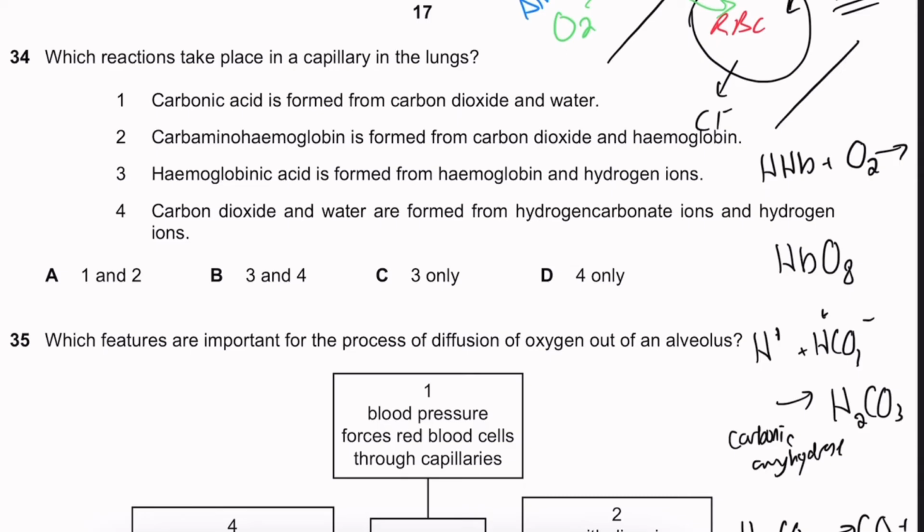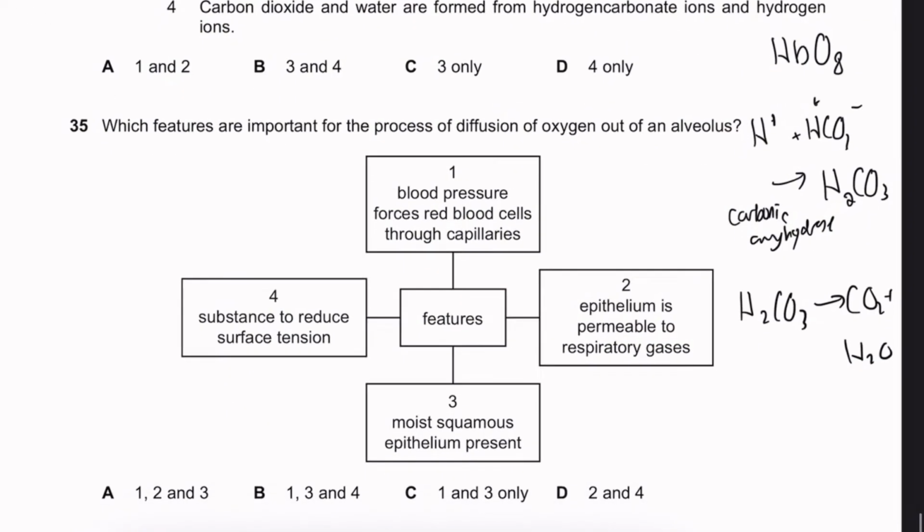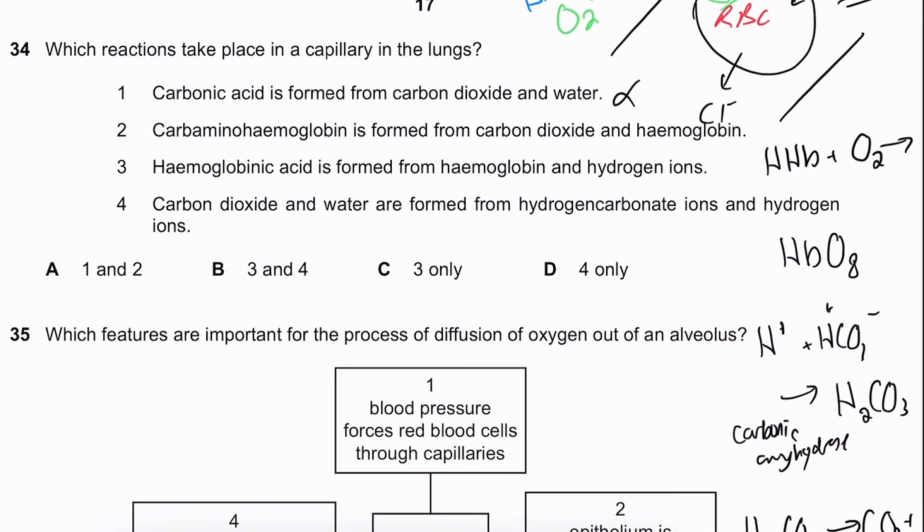So carbonic acid is formed, that is true, but not from carbon dioxide and water, however from hydrogen ions and HCO3 minus. This is wrong. Okay, carbamine hemoglobin is formed from carbon dioxide and hemoglobin. Actually no, if there is carbamine hemoglobin, which obviously there is, we're going to have oxygen available, so obviously hemoglobin has a high affinity to oxygen, so oxygen is going to react with hemoglobin, and that's going to expel carbon dioxide, so this is also wrong.